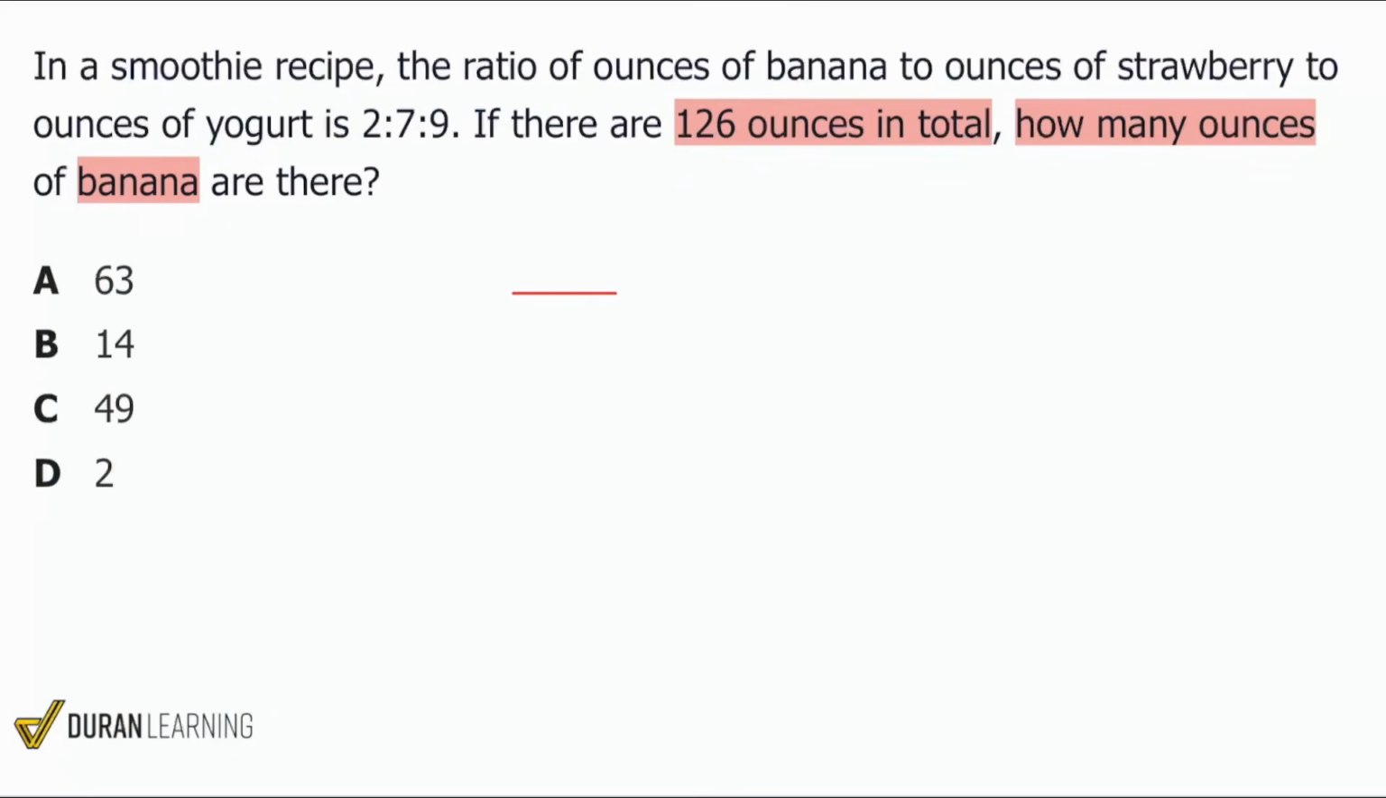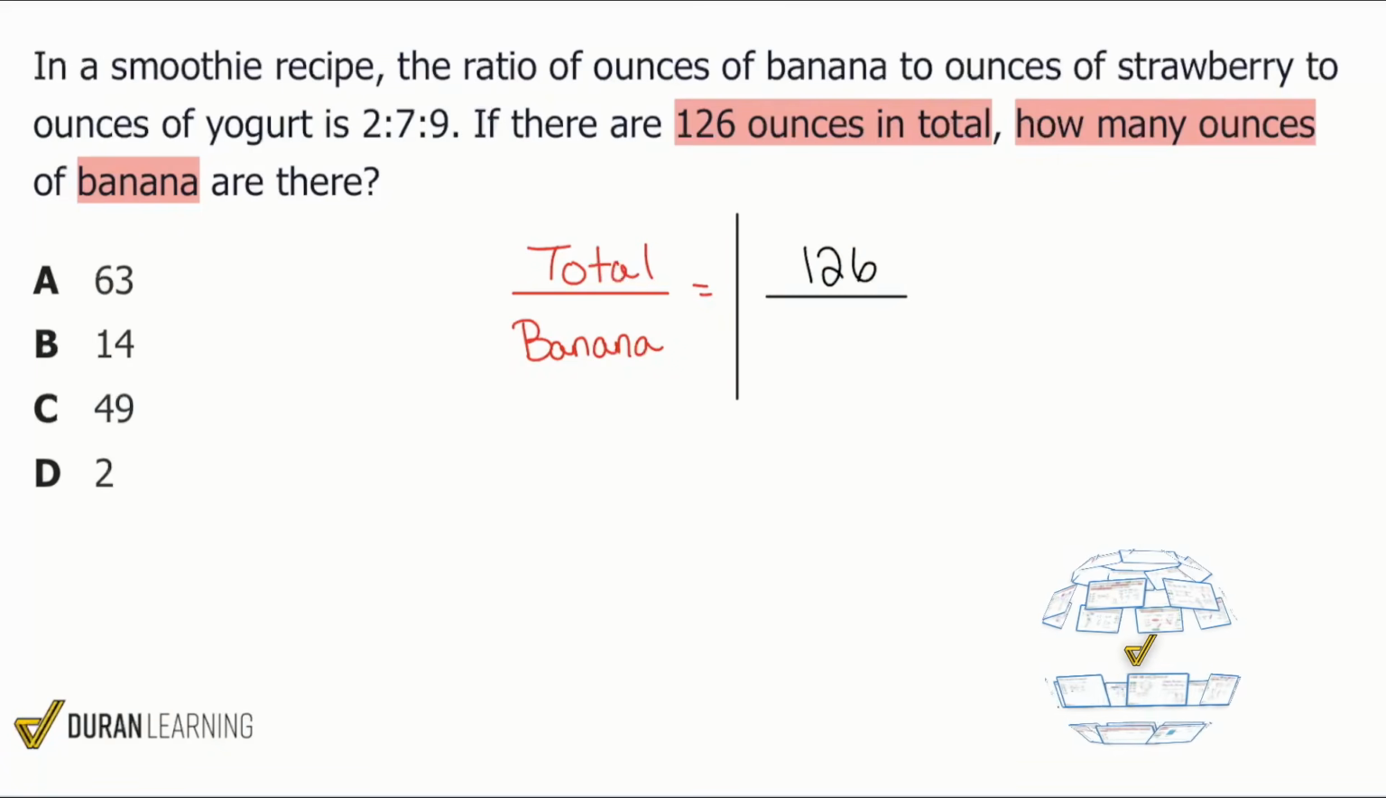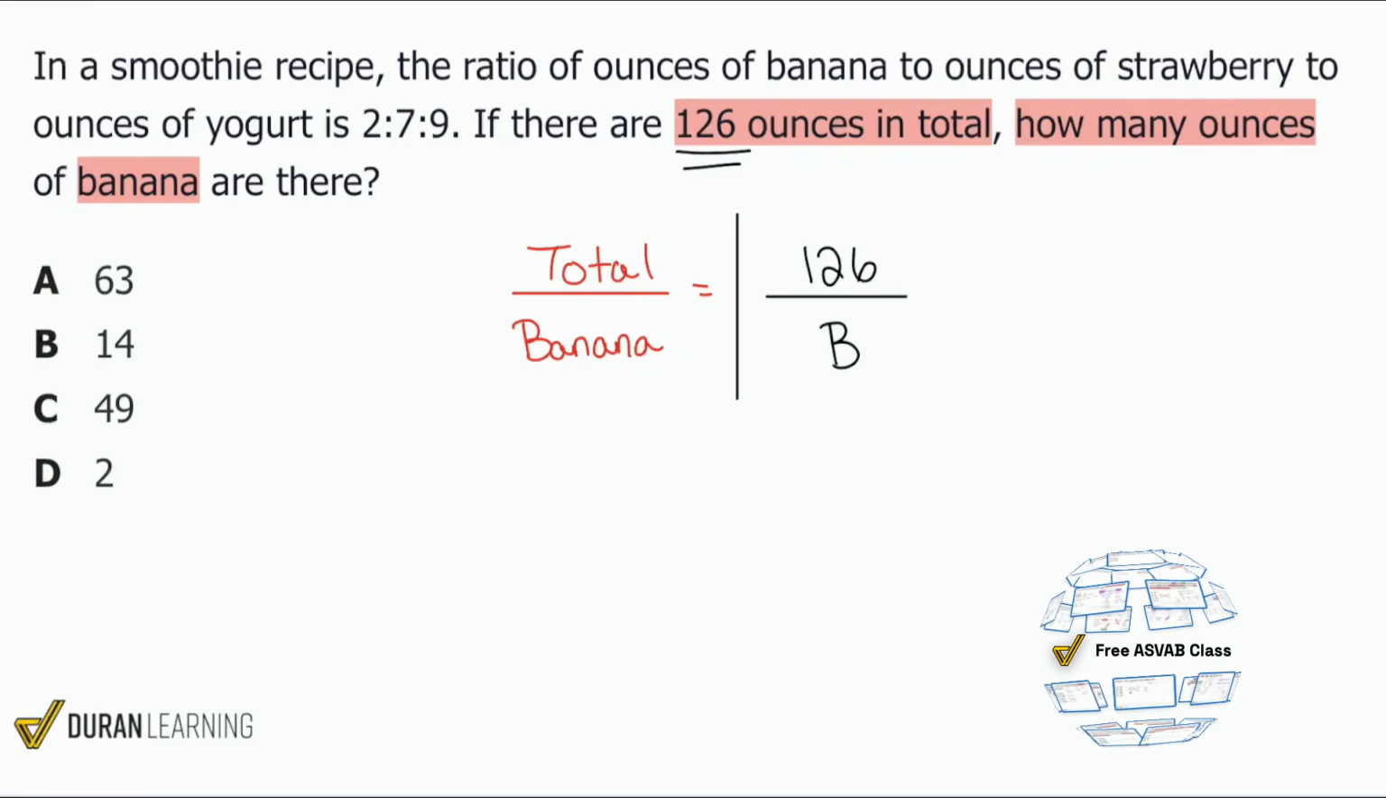Let me use a fractional bar. I'll say total over banana. That is what I'm given. And guess what? I have that partial comparison already. Right over here on the top, I am given 126 ounces in total. And then on the bottom, I'll just use B for bananas, because I don't know what bananas is yet.